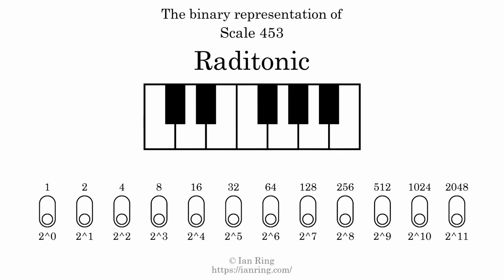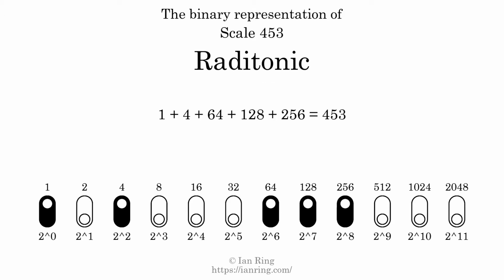The binary representation of this scale is determined by mapping tones of the scale to binary digits. Each binary digit represents a power of 2. To get the scale number, we add the powers of 2 together. The powers of 2 that are present in the scale, all added together, equals 453. That is why the scale number, in decimal, is 453.